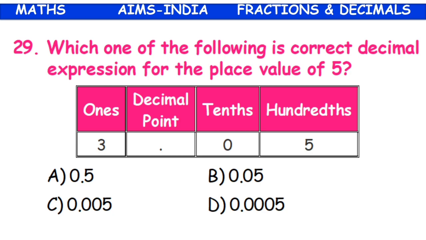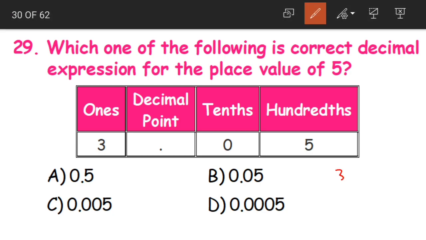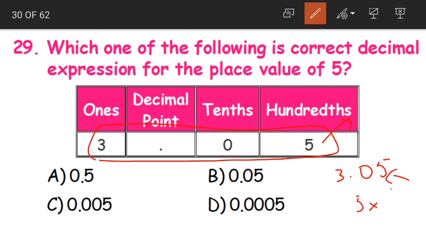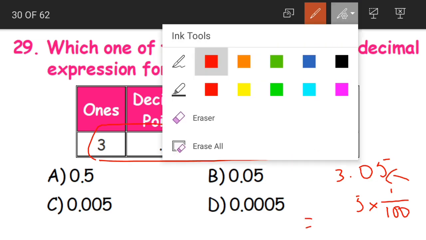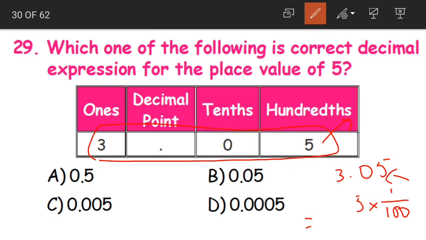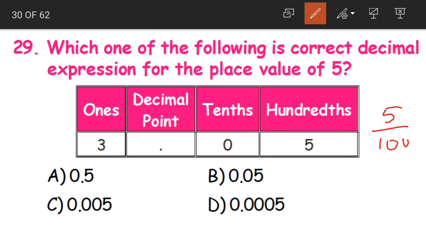Next question 29. Which one of the following is the correct decimal expression for the place value of 5? Here, what is the decimal number? 3.05. Yes, 3.05. Now 5 is in the hundredths place, that is nothing but 5 into 1 by 100. Its place value will be 5 into 1 by 100. That is nothing but 5 by 100, and the decimal form for 5 by 100 is 0.05. So option B becomes our correct answer. Okay, children.